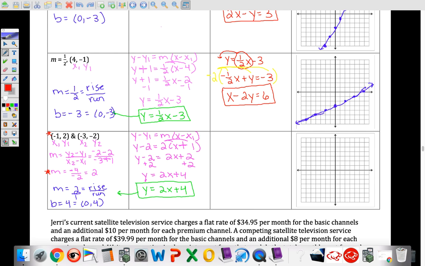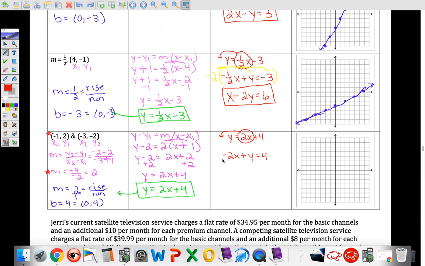Before I graph this though, I'm going to go ahead and put it in standard form. So I have y equals 2x plus 4. Move my 2x over. Since it's positive, it's now going to become negative. So negative 2x plus y is equal to 4.